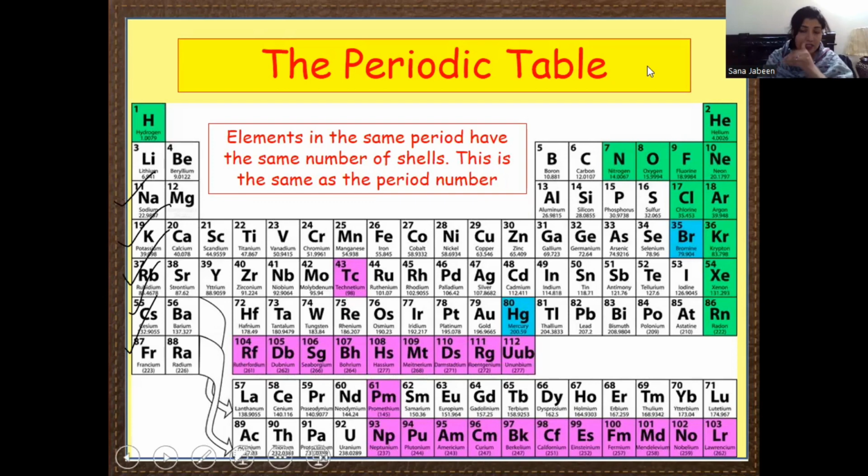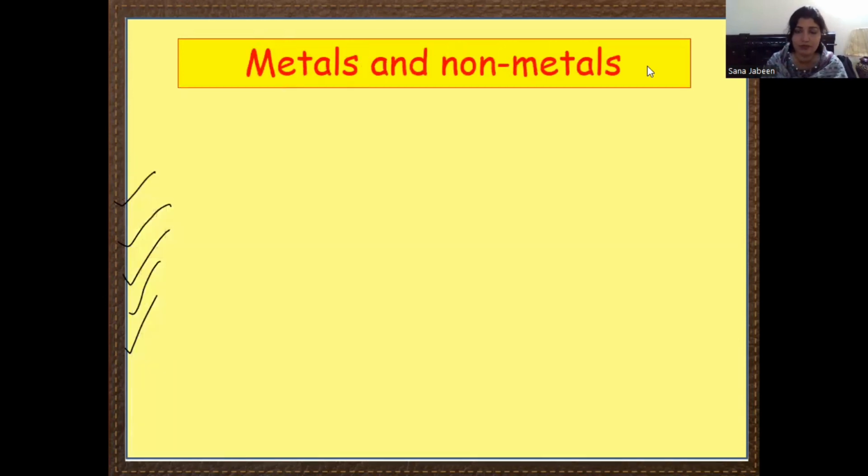So this is all about the groups. The group number tells us the number of electrons in the outermost shell, whereas the period number tells us the number of shells. For example, all the elements in the first period have 1 shell, like hydrogen and helium. In the second period, lithium, beryllium, boron, carbon, nitrogen, oxygen, fluorine, and neon, they have 2 shells.